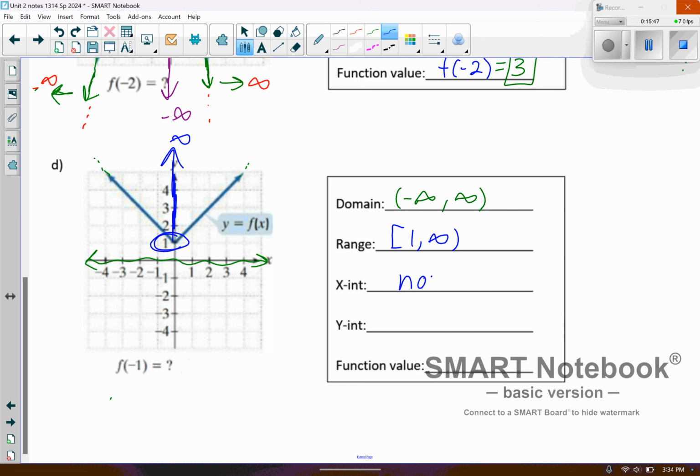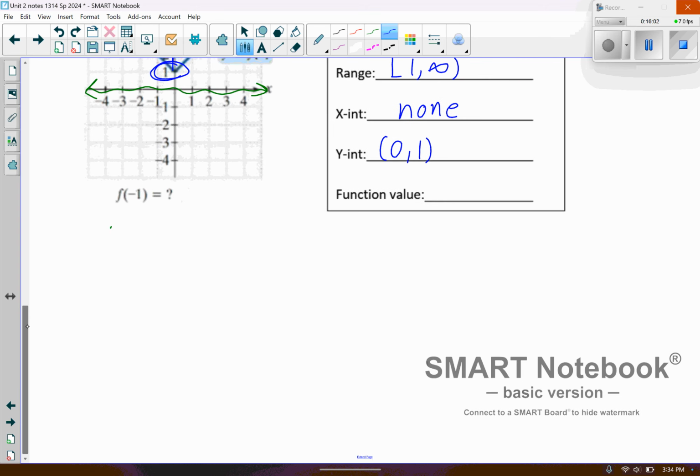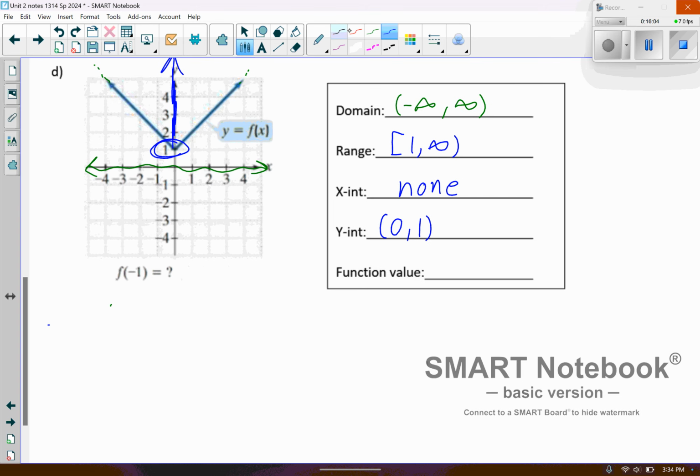X-intercepts, none. And then y-intercept, I do have one right there at 1. So at (0, 1). And then our function notation, what is f of negative 1? Well, let's see, f of negative 1 is that purple point I just put right there. So its partner is going to be 2. So f of negative 1 is paired up with 2.